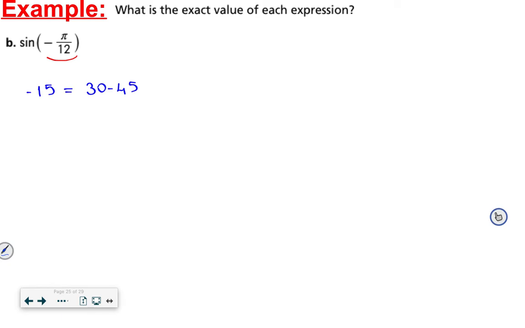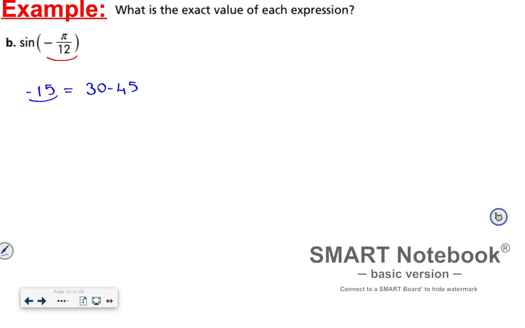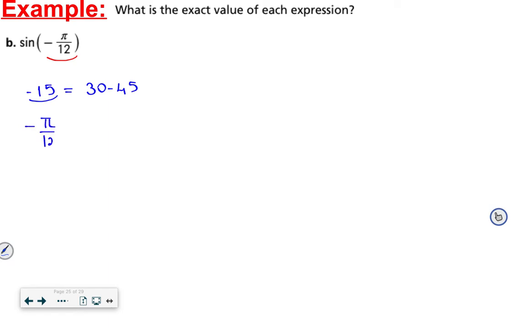Actually, I am looking for this expression. This negative 15 can be written in radian form. Negative pi over 12 is equal to, 30 is degree form, I can convert this to radian form, and 30 is going to be pi over 6. And 45 is pi over 4. Which means that what I'm looking for, sine negative pi over 12, can be written sine of pi over 6 minus pi over 4.